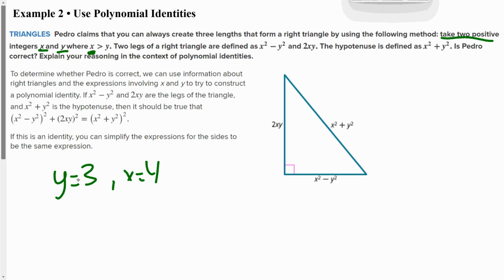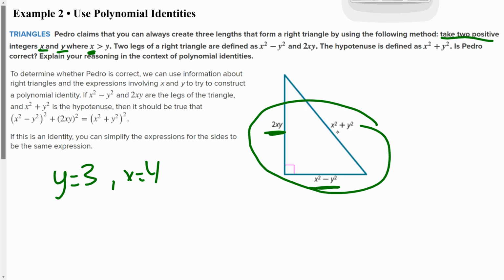So he says you can take two integers as long as one's bigger than the other, and they will fit this scenario. So if I have a right triangle, I could put one side as 2xy and another side as x squared minus y squared, and my hypotenuse would be x squared plus y squared. And that would fit for any right triangle is what Pedro's claiming.